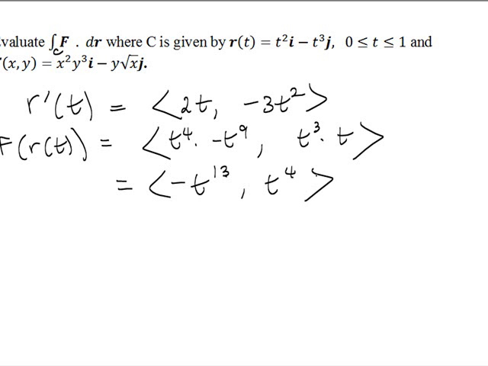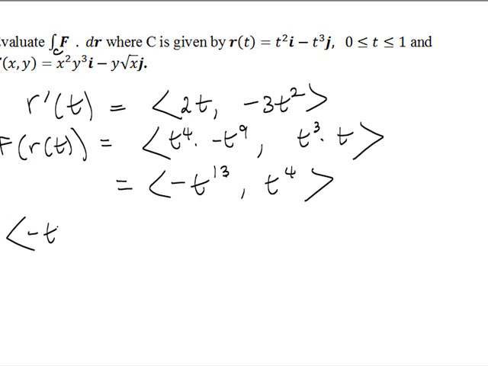So first step, r prime. Second step, write the function in terms of t. Third step, find the dot product. I hope you've seen the steps. Did I make an error? t to the 4 times negative t to the 9 is negative t to the 13th. You good? Okay.